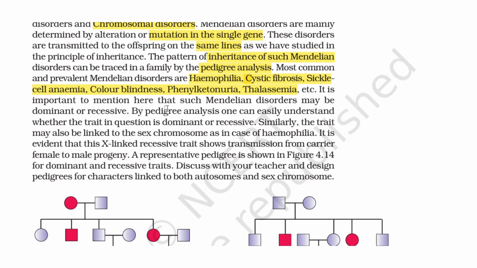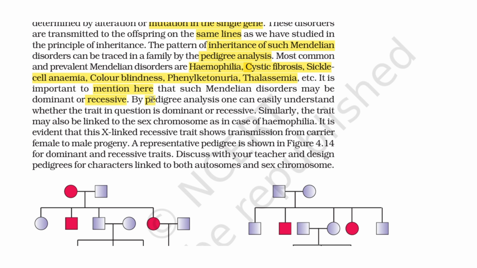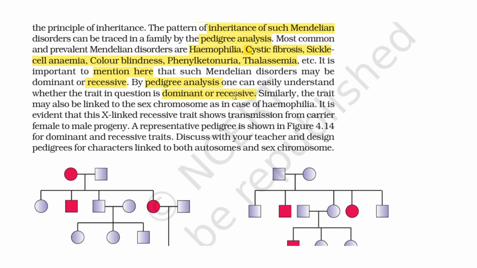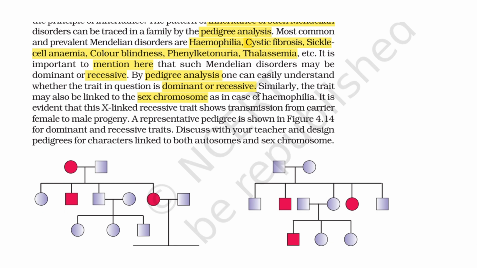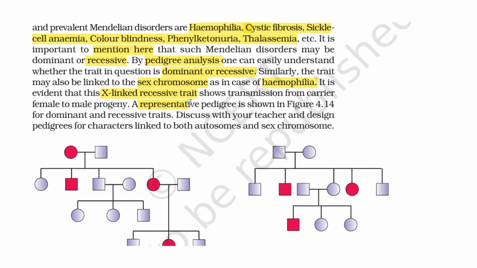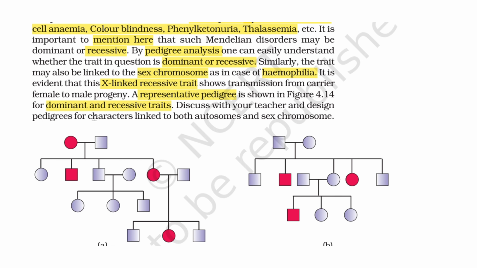It is important to mention here that such Mendelian disorders may be dominant or recessive. By pedigree analysis, one can easily understand whether the trait in question is dominant or recessive. Similarly, the trait may also be linked to the sex chromosome, as in case of hemophilia. It is evident that this X-linked recessive trait shows transmission from carrier female to male progeny. A representative pedigree is shown in Figure 4.14 for dominant and recessive traits. Discuss with your teacher and design pedigrees for characters linked to both autosomes and sex chromosome.